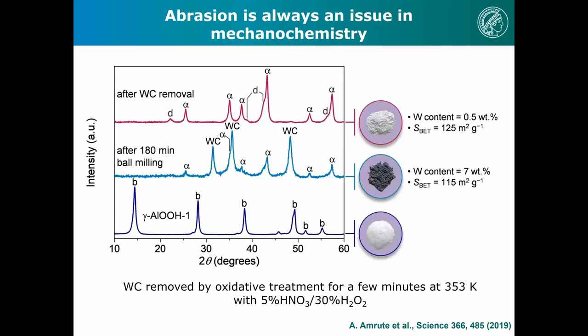Again, we need to tell you the dirty little secret. This is a tungsten carbide mill. This is what the powder looks like when you take it out. There is tungsten carbide abrasion from the milling vessel. Fortunately, tungsten carbide can be relatively easily removed by an oxidative treatment for a few minutes, 5% nitric acid, hydrogen peroxide, and you get a white powder, which is essentially pure alpha alumina.